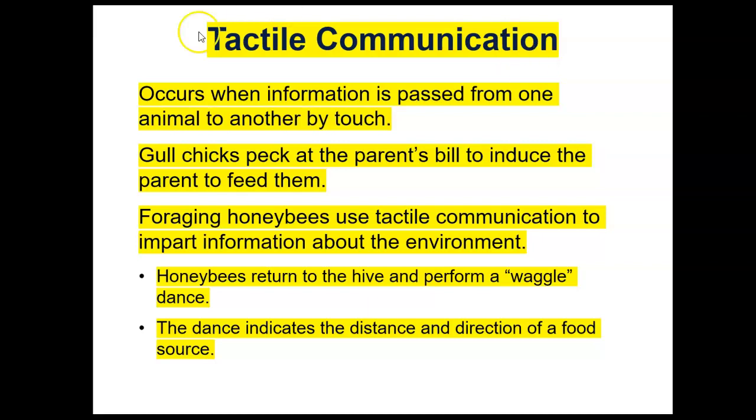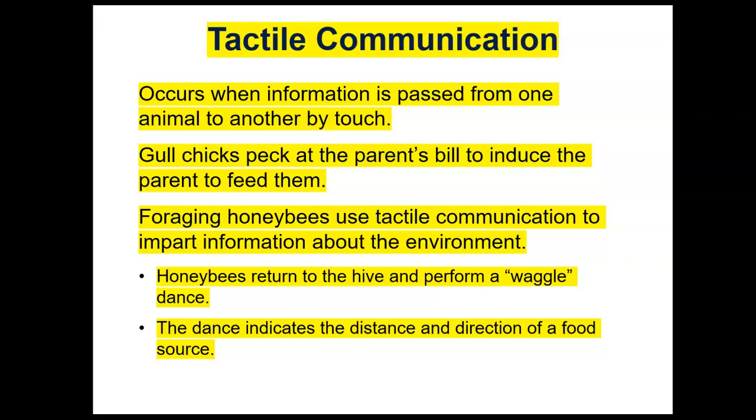For example, the seagull chicks pecking at the parent's bill to induce the parent to feed them. That's tactile communication. That's by touch. And I was saying that the waggle dance of the honeybees, a dance they do in front of the other honeybees, indicates the distance and direction of a food source. It gives them the information they need to get to the specific flowers that have the nectar they need for their particular hive.